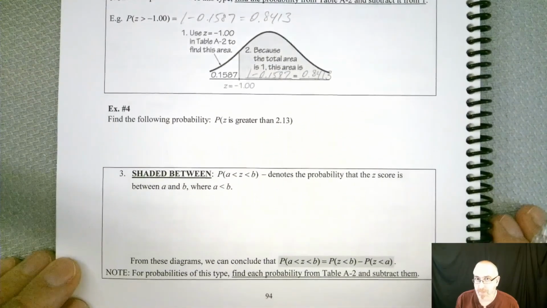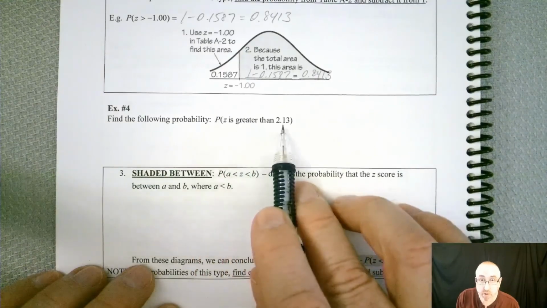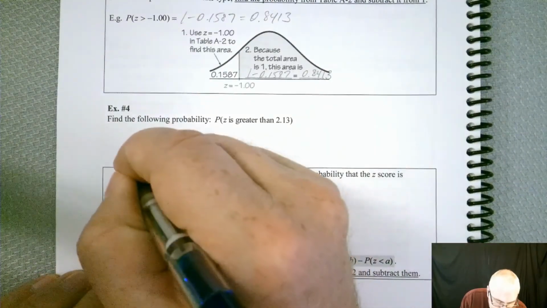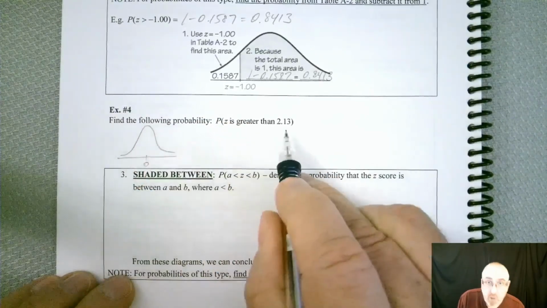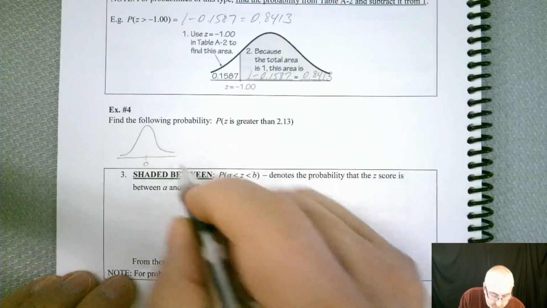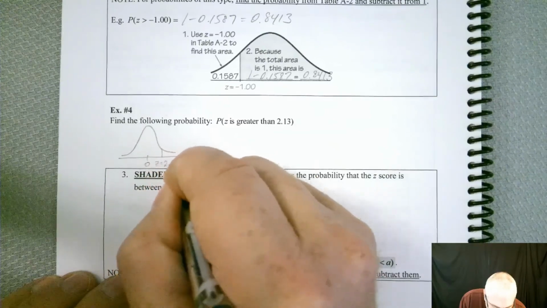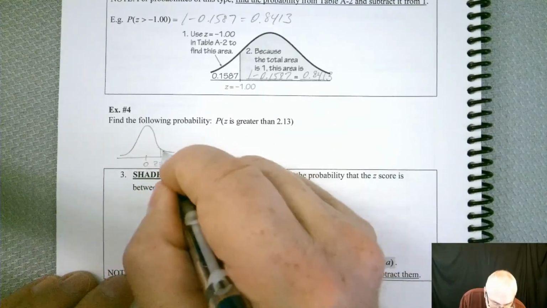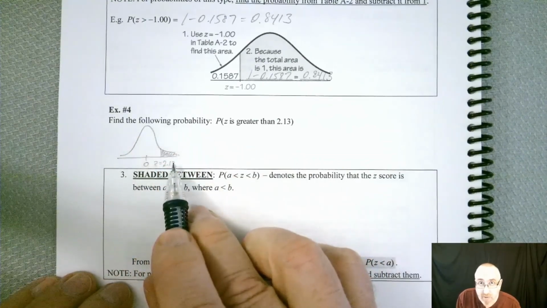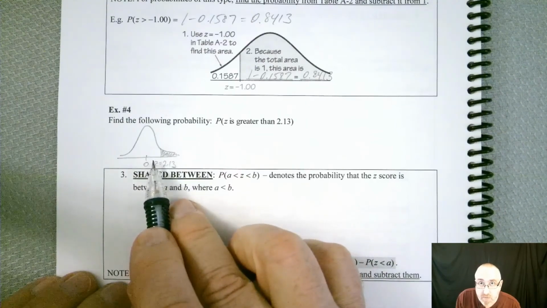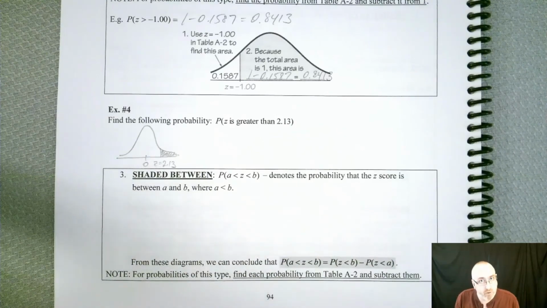So let's try it. We have the z-score is greater than 2.13. Now if we just draw a little sketch, we know zero's in the middle. Positive 2.13 better be over here on the right-hand side someplace. And because it's greater than, we know we've got to shade on the right. So just based off of your diagram, you know your answer is not going to be very big. It's definitely smaller than 50%, 0.5. That just gives you a ballpark in your mind of what you should be looking for.